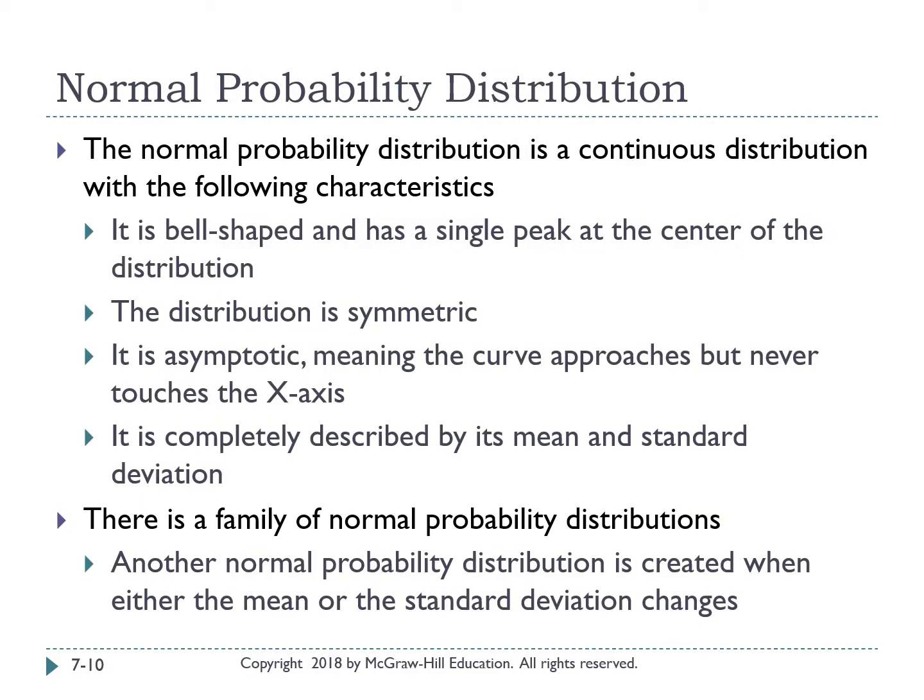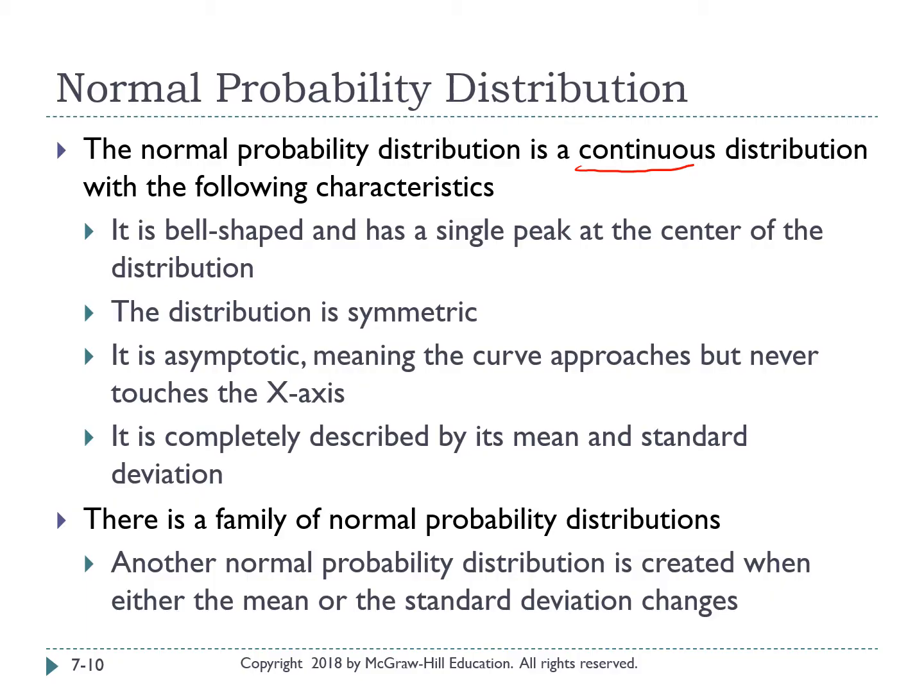The second type of continuous probability distribution is called the normal distribution. For your information, we have three types of continuous distribution. The first one is uniform, which is not covered in our chapter. The second one is normal. And the third one is exponential, which is also not covered in our syllabus. So let's look at the normal probability distribution. It is a continuous distribution with the following characteristics. What are the characteristics of normal probability distribution? The first one, it is bell-shaped and has a single peak at the center of the distribution.